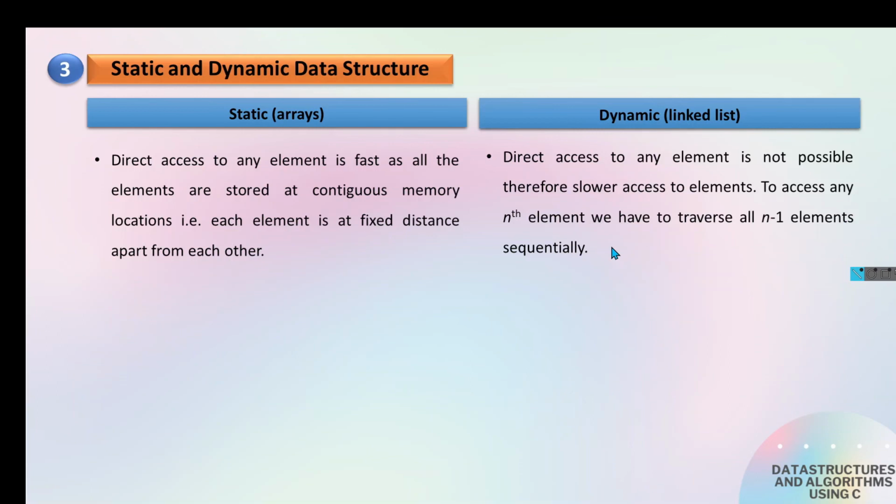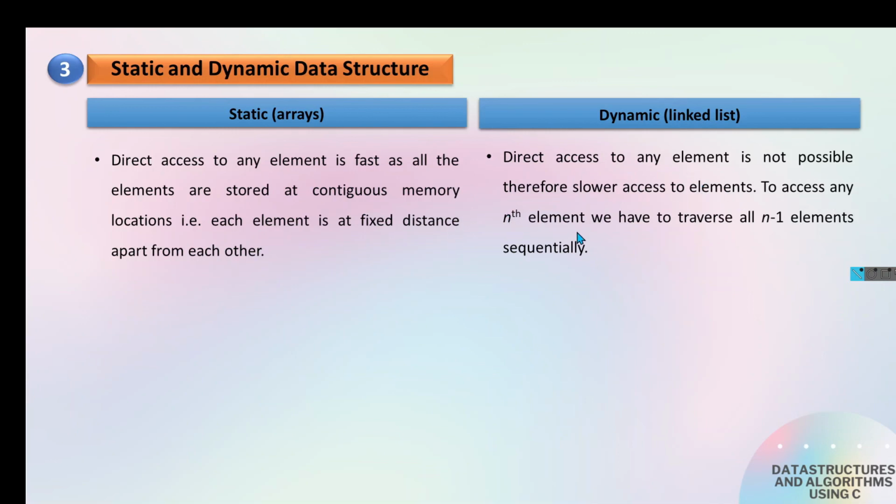The example is linked list. Direct access to any element is not possible. Why? Because they are not in a continuous memory. But they are linear, meaning they are connected to each other. The first element has the address of the next, the next has the address of the next. So if you want to reach the ith element, you have to traverse all the past i elements. See here. So direct access to any element is not possible. Therefore, slower access to elements. That is the drawback of it.